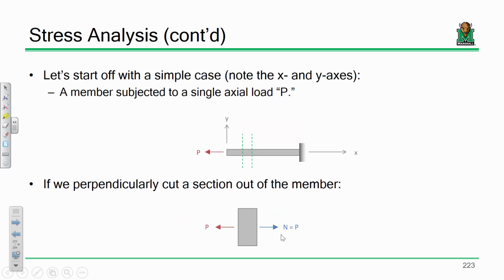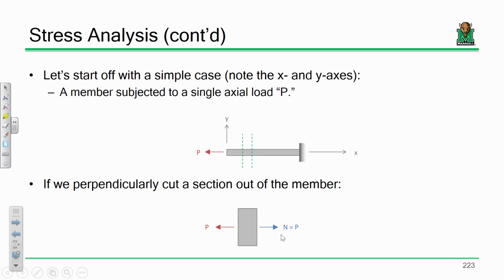Okay, now let's start off with a simple case because I want to illustrate what I'm doing. Note I've got these X and Y axes there, so just bear with me. And I'm going to keep it simple. Let's say we have a single member subjected to a single axial load P, and I'm yanking on it. If we cut a section perpendicular, looking at a little slice, I have P going this way. I have a normal force in that section, which is P going in the opposite direction. So I can determine the stress very easily. I propose that on this section, the normal stress is going to be P over A, right?